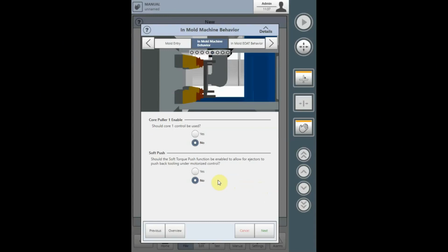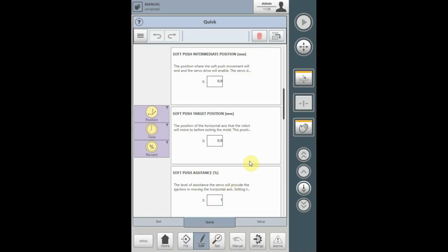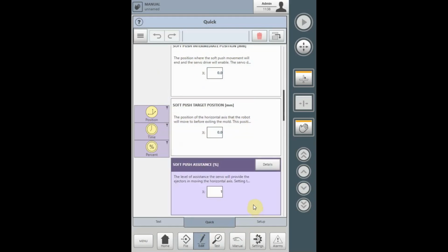If the soft push function is required in your program and is selected in the quick new interview process, there will be three parameters to be taught in the quick editor to effectively run this function. They are the soft push intermediate position, the soft push target position, and the soft push assistance percentage.